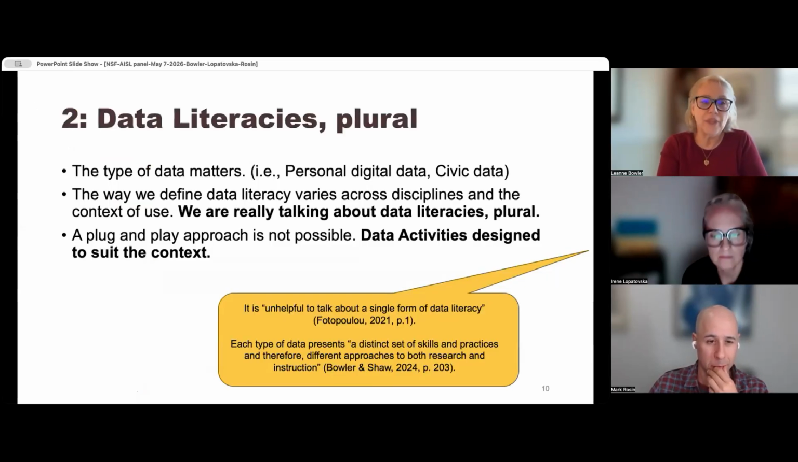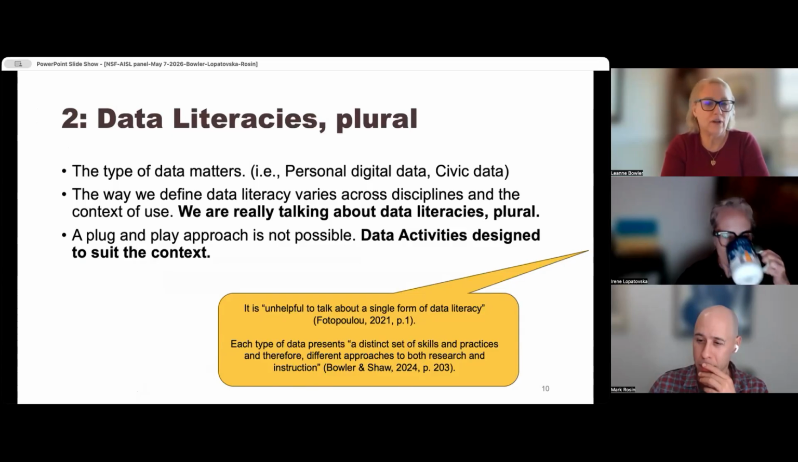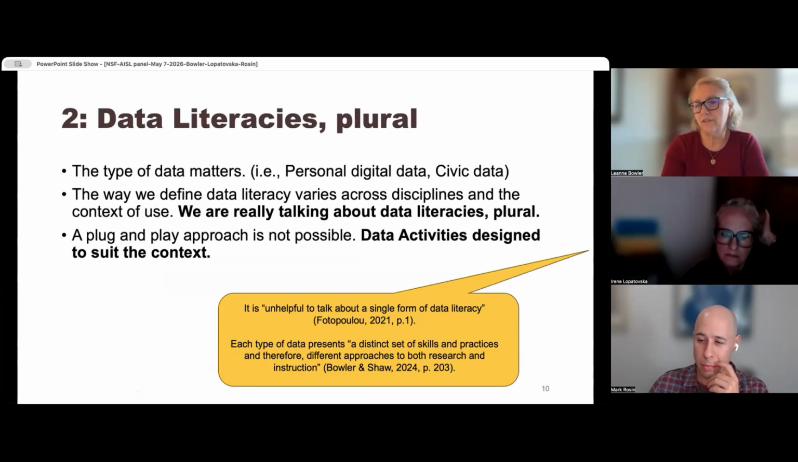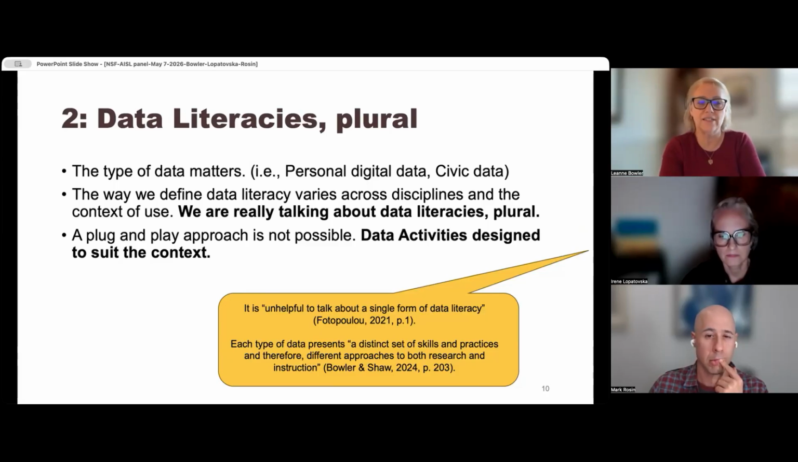Not a surprise. We were thinking in terms of data literacies, plural, because it turns out the type of data matters when you're designing data literacy activities hands-on with teens or children. As I mentioned, in this case, we worked with what we thought of as two forms of data. And so we're really talking about data literacies, plural, and therefore a plug and play approach is not really possible. Data activities must be designed to suit the context.